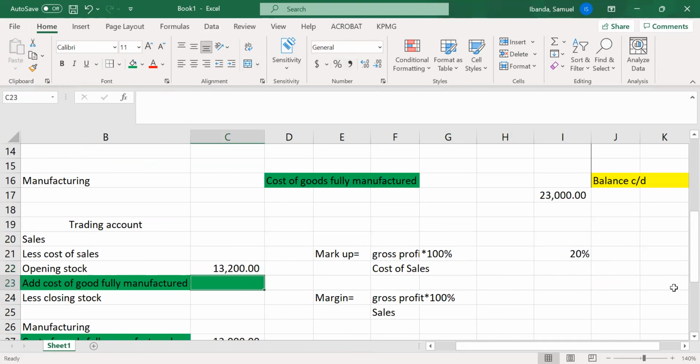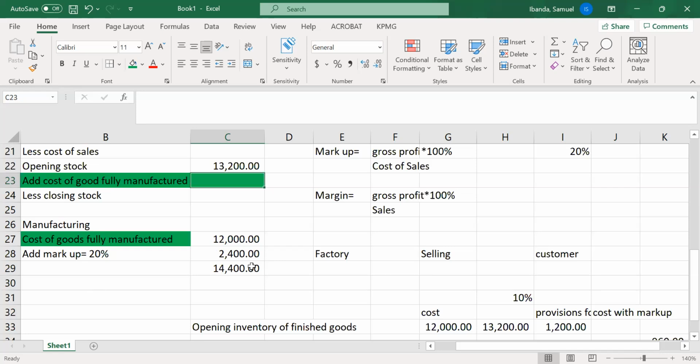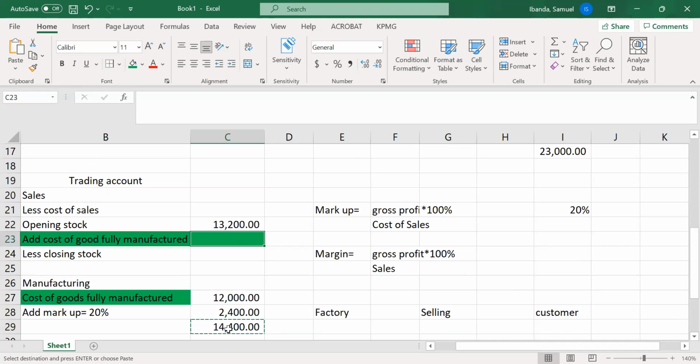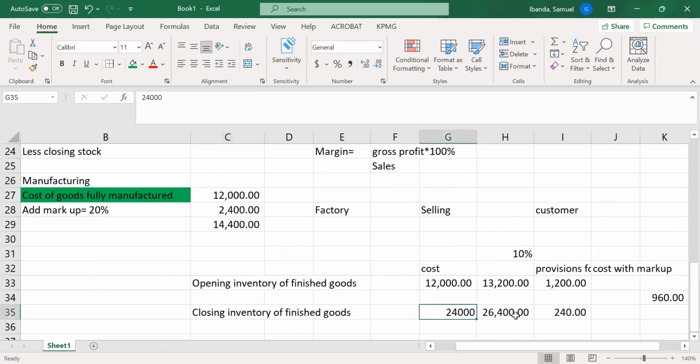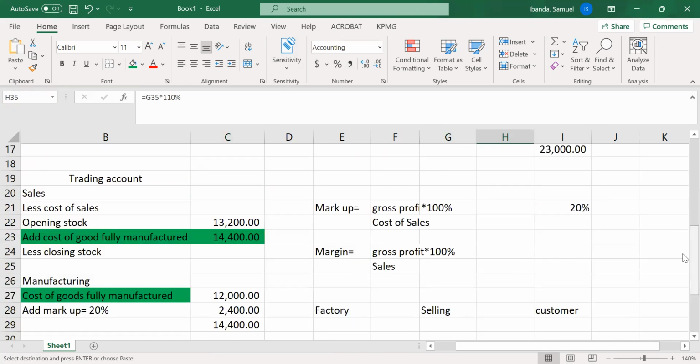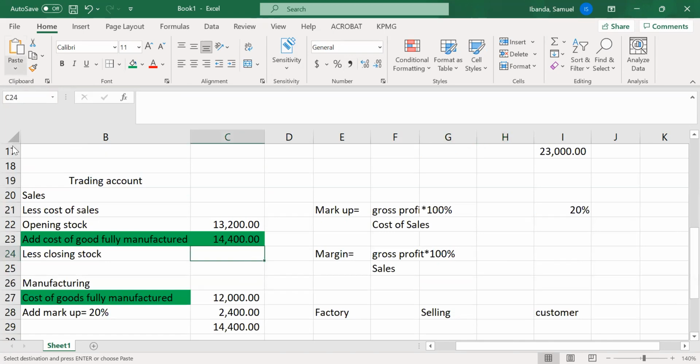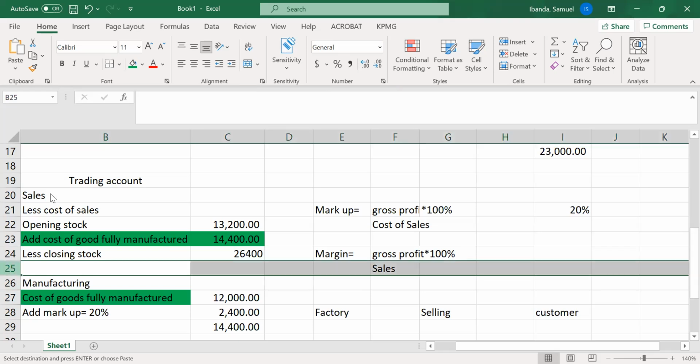Then my cost of goods fully manufactured, I have a sample here. So I'll take this 14,400. I will not take 12,000. I'll take this 14,400 as it is there. That is what I'll basically take. Now let's go to closing stock. Again, I'll not take the 2,400, but rather I'll take this 26,400, and I'll put it there. Okay, I hope we are seeing. Now, after this, I should be able to get my gross profit. Okay, let me just try to create my space and show you.